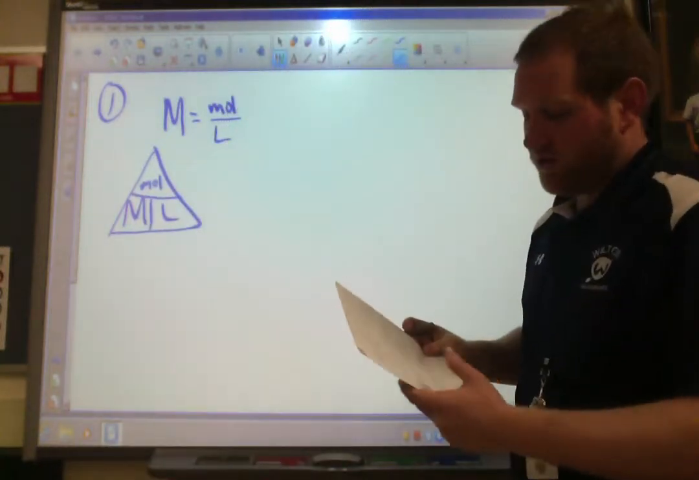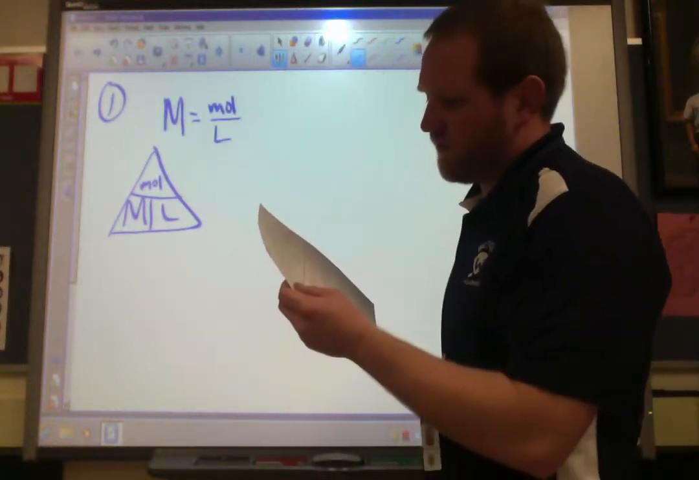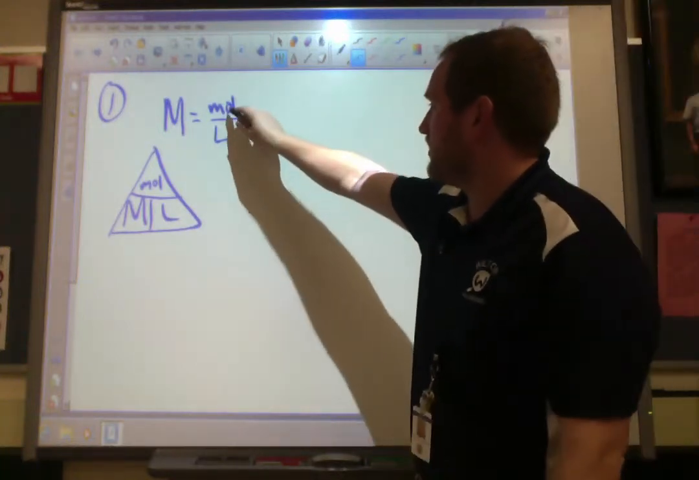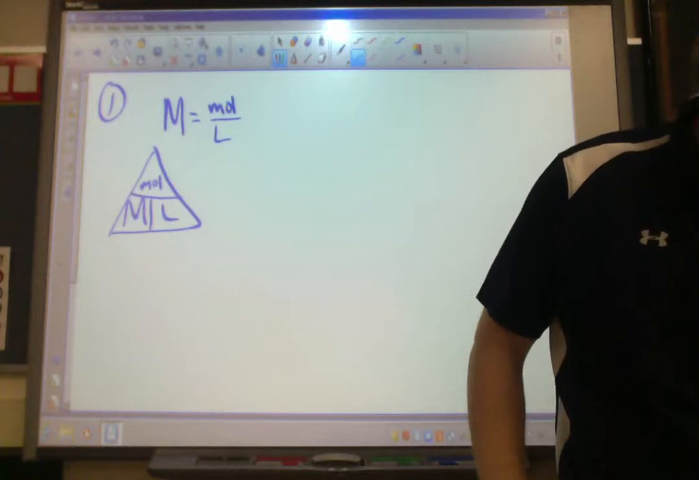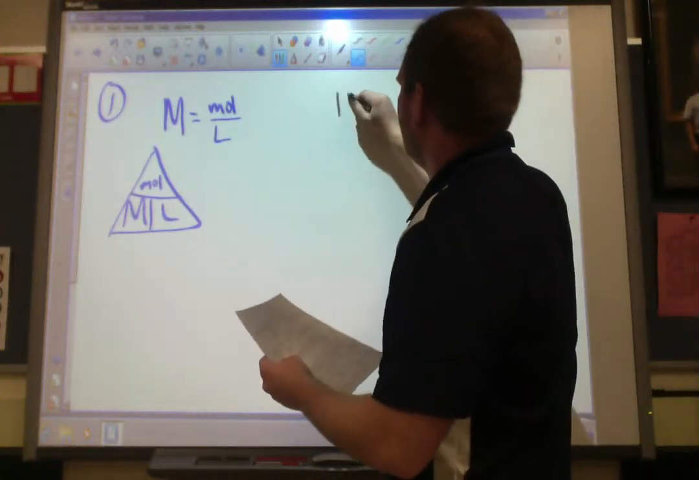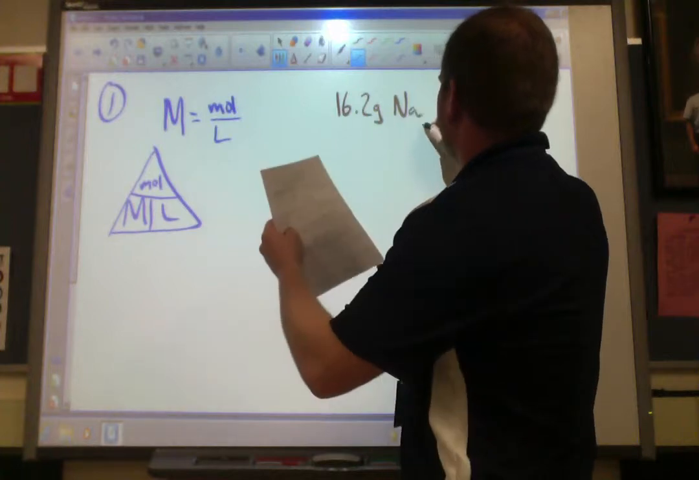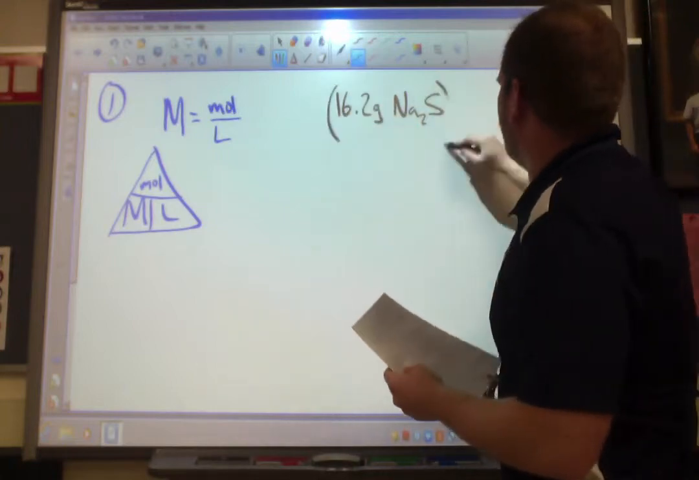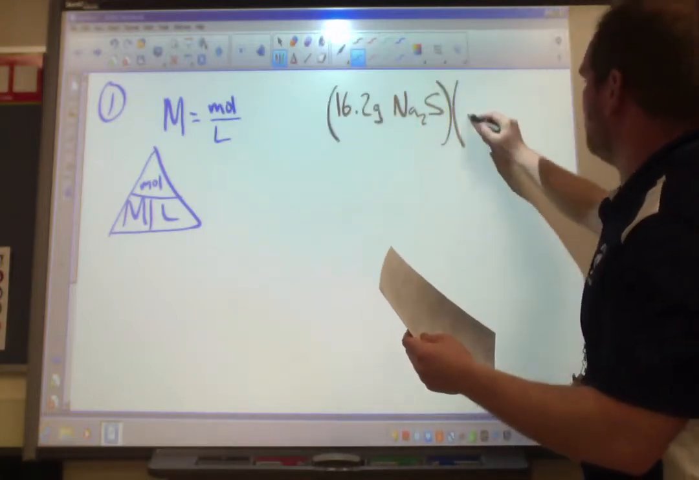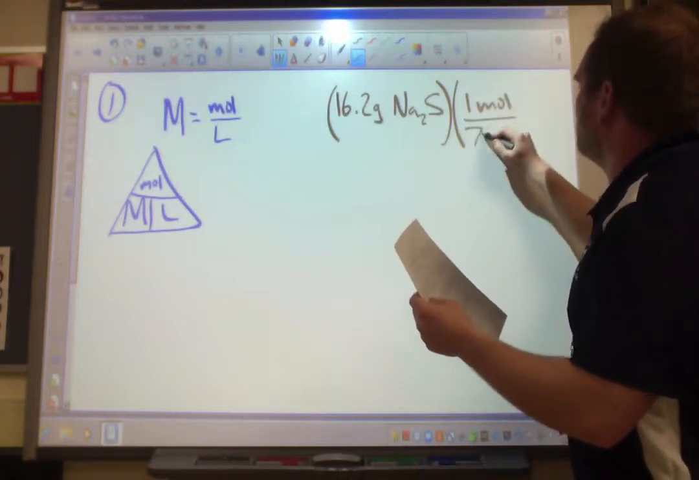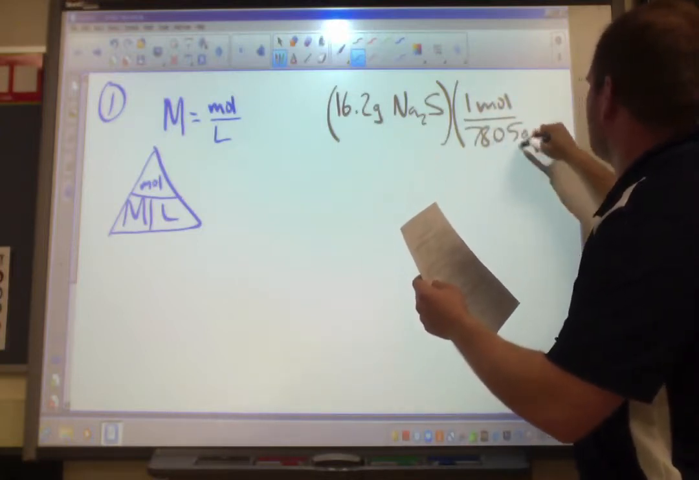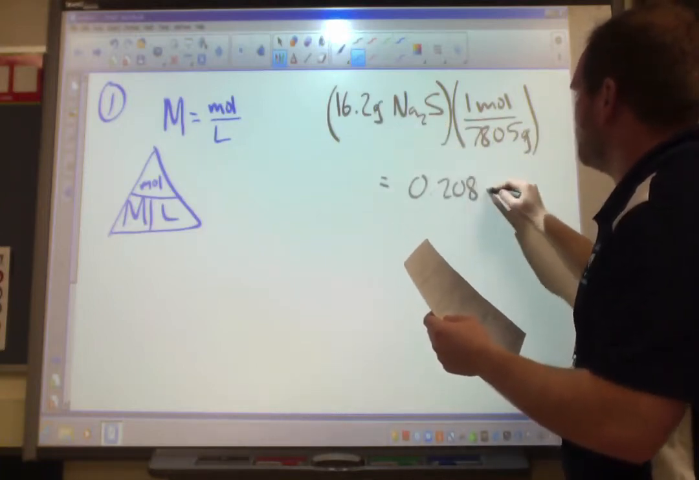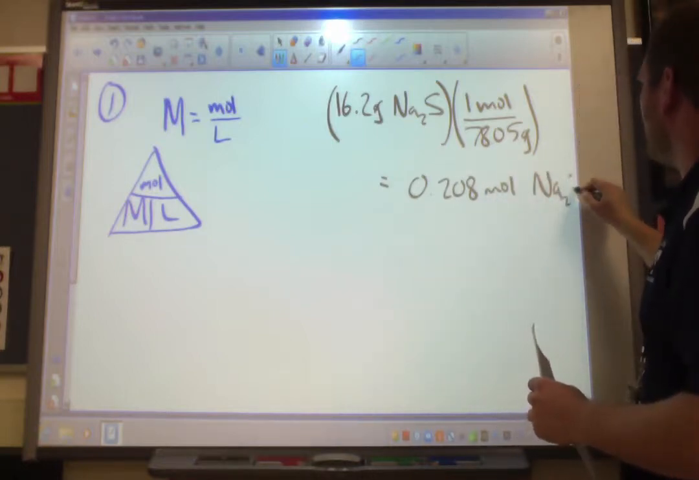Alright, so question 1, we're looking for molarity, so we can leave the formula just like this. And we're given grams and milliliters, so we're going to have to do two conversions there. Grams are going to go to moles, and milliliters are going to go to liters. So in this problem, it gave me 16.2 grams of sodium sulfide. Again, naming is always as important as it's always been. Okay, I've worked this out, so I'll go quickly. Molar mass of sodium sulfide is 78.05 grams. Gram cancels gram. And this gives me 0.208 moles of Na2S.